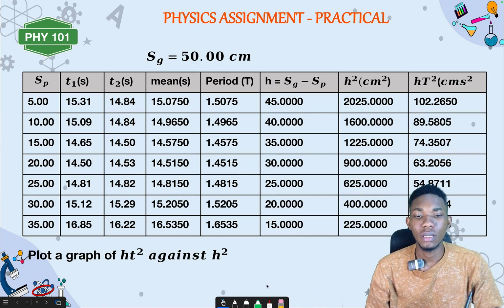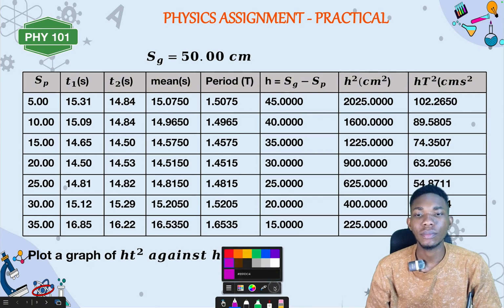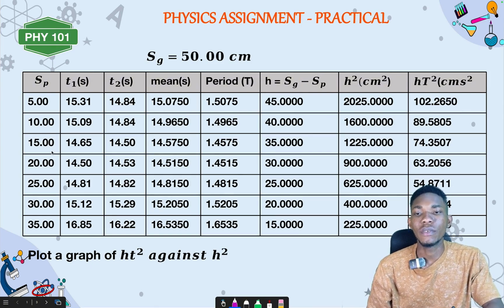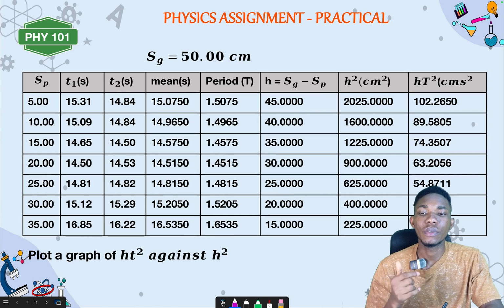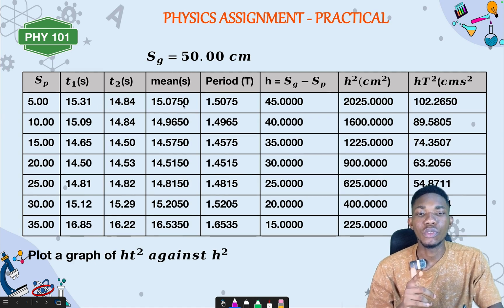Now, your SP for this practical was given as these values here, which are 5.0, 10.0, 15.0, 20.00, 25.00, 30, and then 35. And then your T1, the time, which we are also given here. You have this one as your T1, and then this one here as your T2. Then you calculate the mean. The mean means add T1 plus T2 divided by 2. So if you add 15.31 plus 14.84 divided by 2, you are going to have this value.